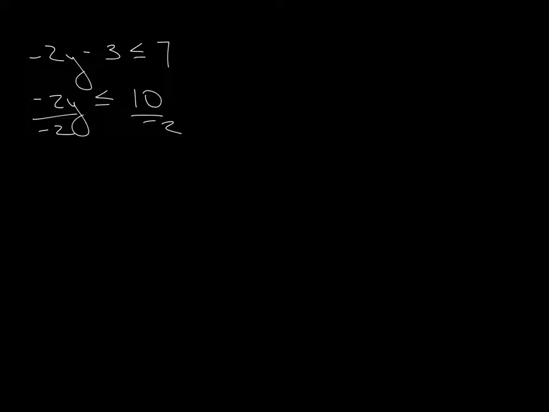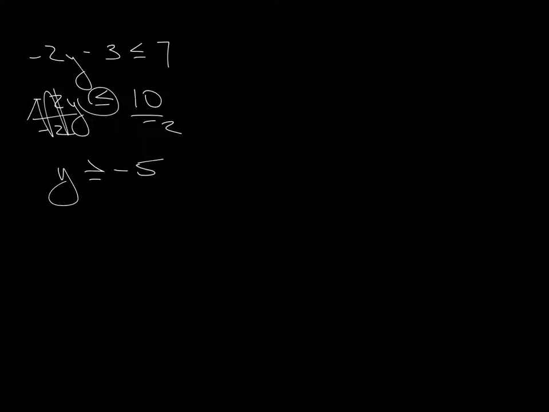So let's look at example 2. And we have -2y minus 3 is less than or equal to 7. So we're going to solve that again, just like it's an equal sign. You've done this before. Add 3 to both sides. Now we're going to divide by -2. Remember, when you divide by a negative, what happens? The symbol changes direction. And we get an answer like that.